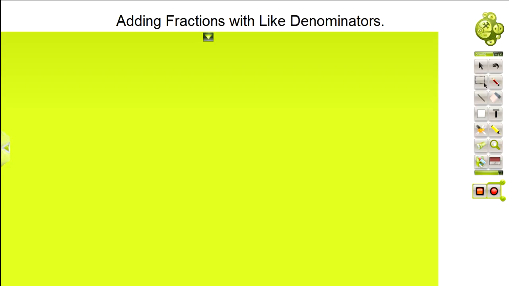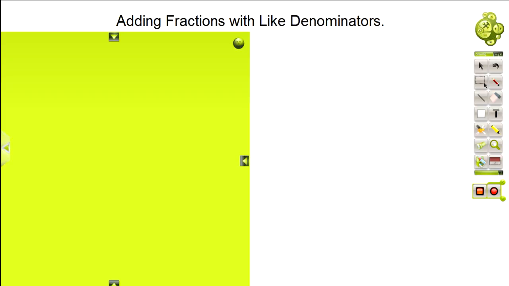Adding fractions with like denominators. When we talk about fractions with like denominators, we will often hear them called fractions with common denominators. For example, 2/5 plus 1/5 would give us fractions that have a common denominator, or like denominators.